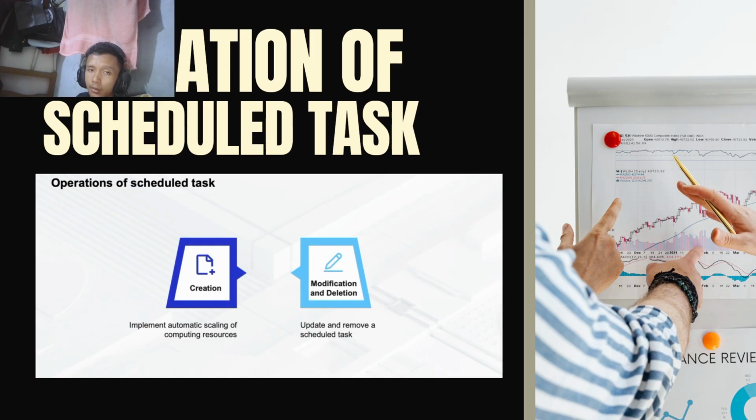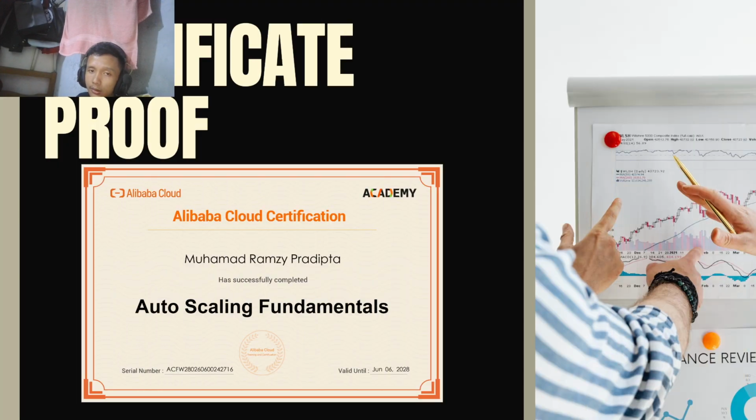The next one is operation of scheduled tasks. Operation of scheduled tasks has 2 points in here. First one is creation, implement automatic scaling of computing resources, and the second one is modification and deletion. Update and remove a scheduled task.